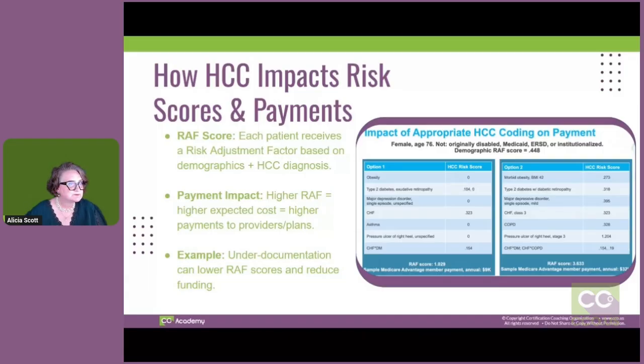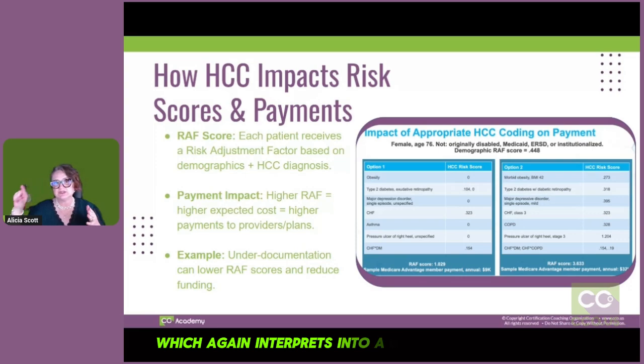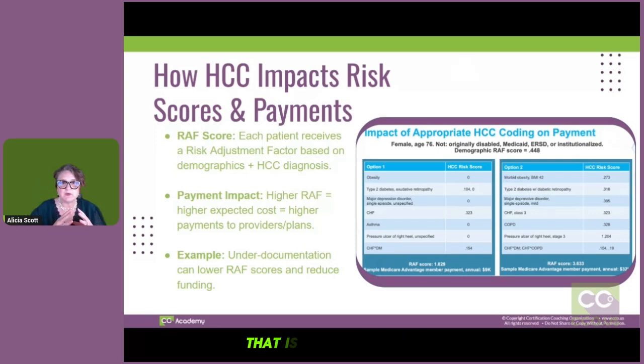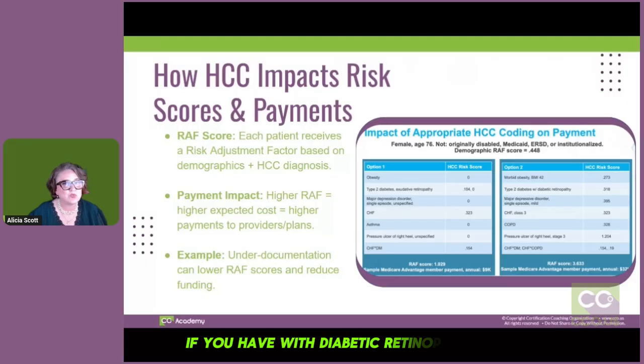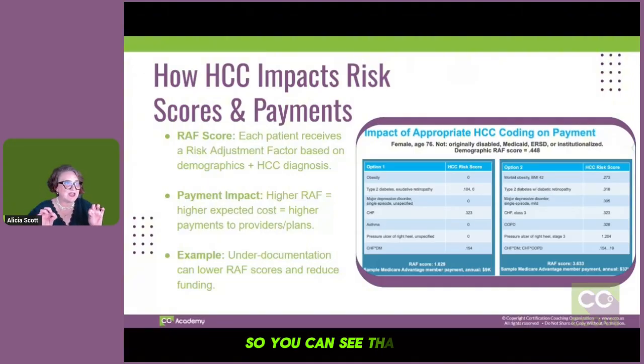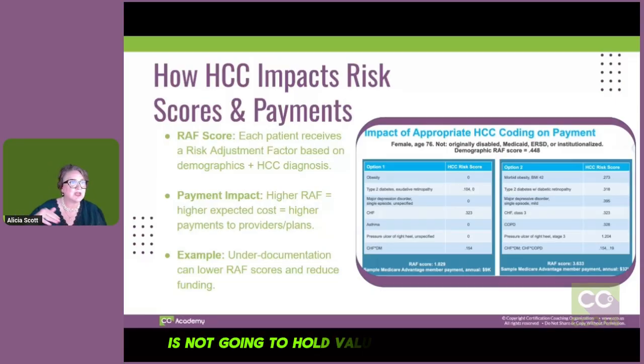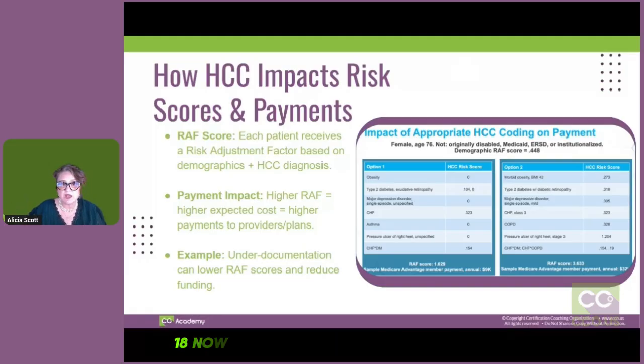If a patient has type 2 diabetes and they have retinopathy, then they get a value of 0.104, which again interprets into a dollar amount. That is not as specific as diabetes with diabetic retinopathy, which is 0.318. So you can see that 0.104 in an equation is not going to hold value as much as 0.318.